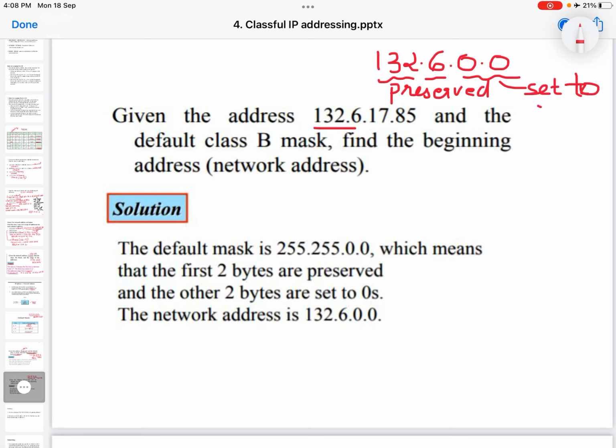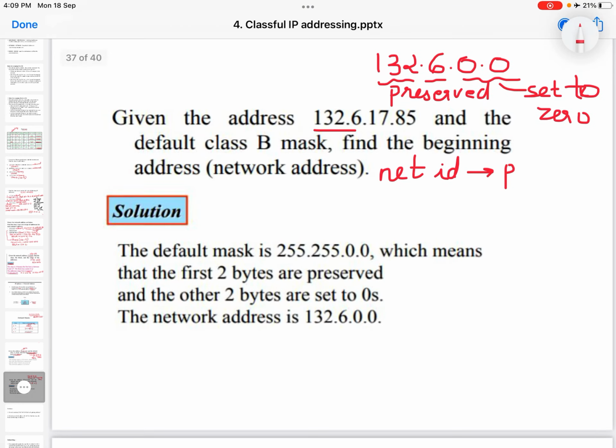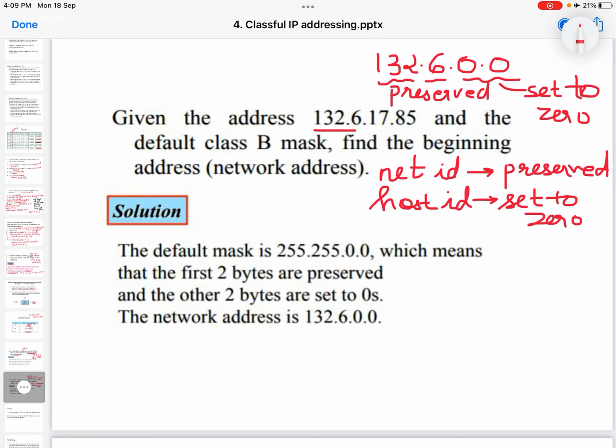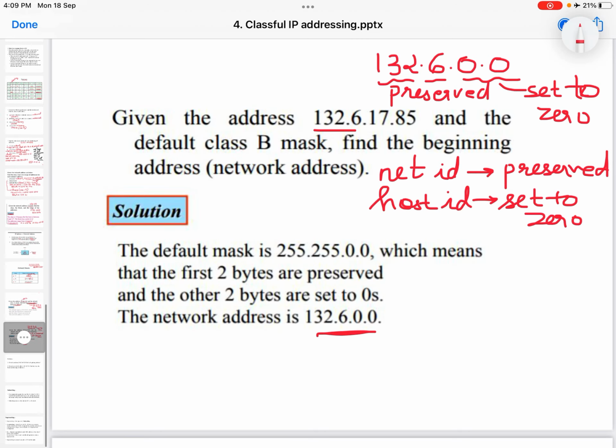So basically what we are doing is setting the net ID bits the same, whereas the host ID bits will be set to 0. So the net ID is preserved and your host ID is set to 0. You get the network address.